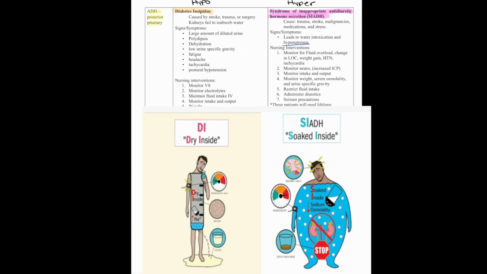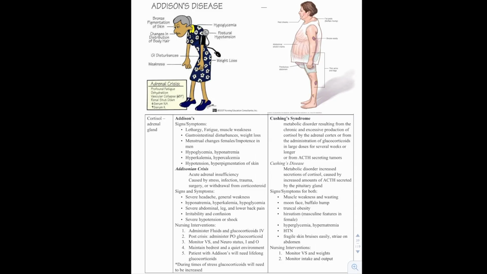We want to monitor their neuro status, so looking for signs of increased intracranial pressure. Monitor intake and output, monitor weight, serum osmolarity, urine-specific gravity. We want to restrict fluids, administer diuretics, and have them on seizure precautions. These patients will need lifelong glucocorticoid replacement.